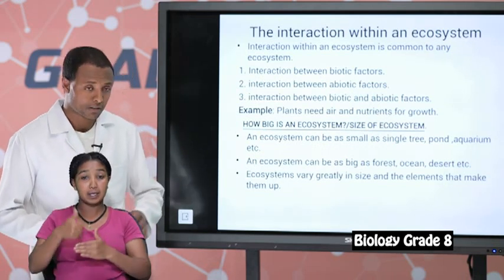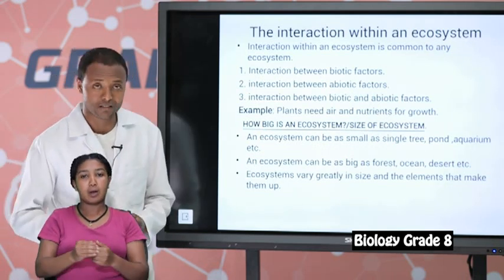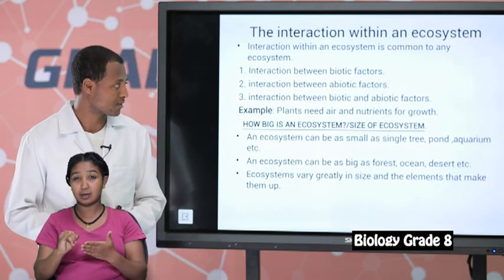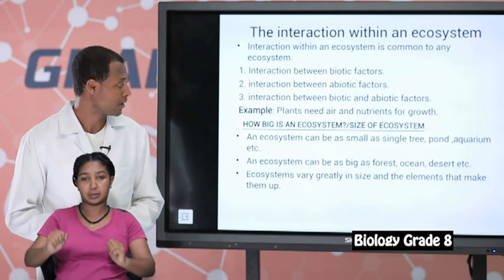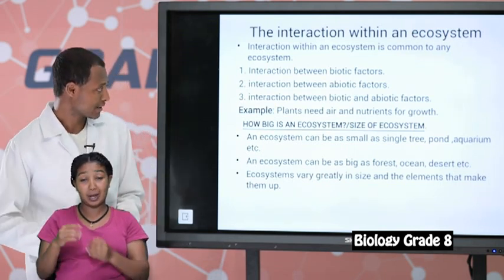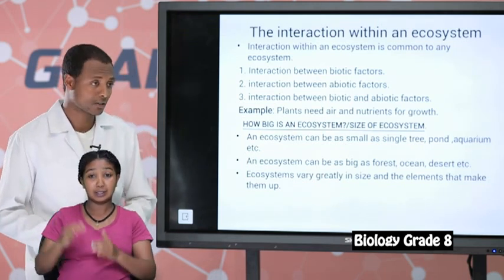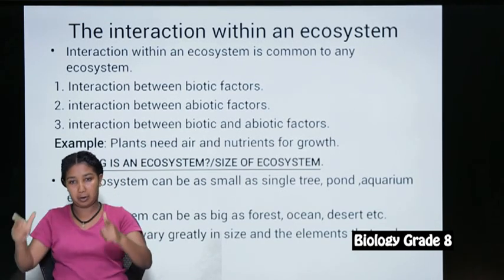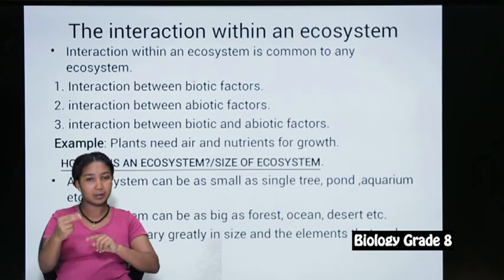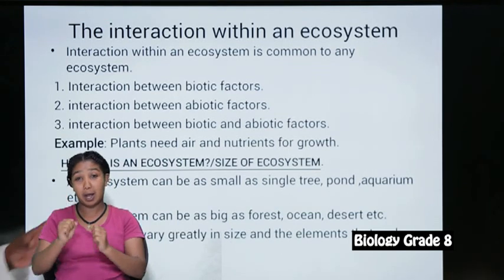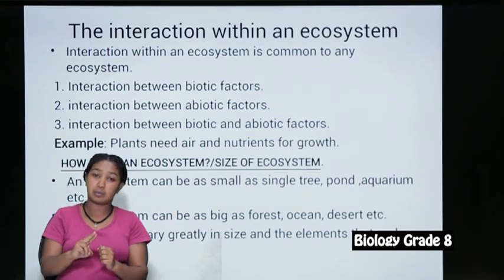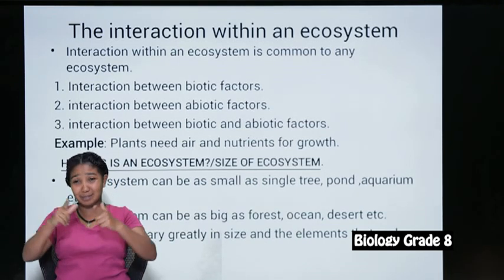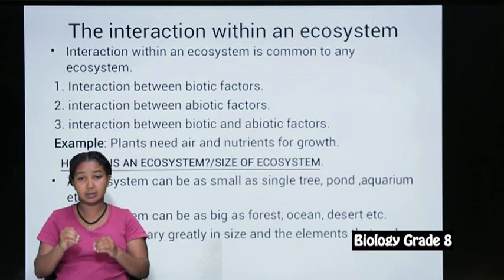The next point is, how big is an ecosystem? It has to do with the size of the ecosystem. We can explain the size of ecosystems as small ecosystems and big ecosystems for different purposes. An ecosystem can be as small as a single tree, pond, aquarium, and others. Another ecosystem can be as big as a forest, ocean, desert, etc.